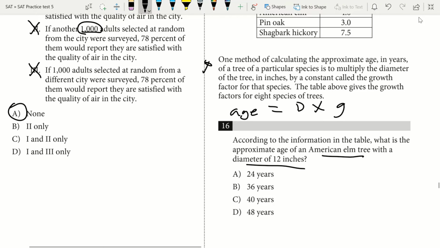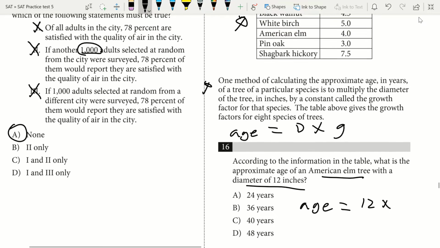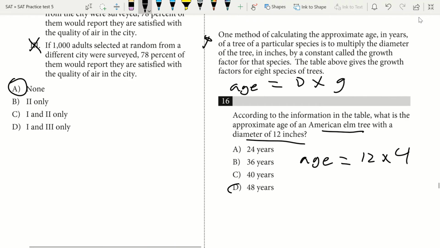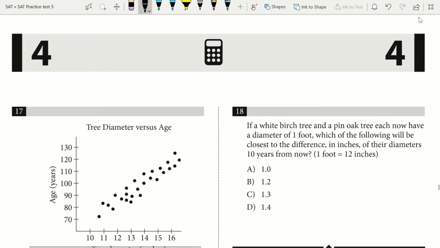All right, so I'm asked about an American elm. I'm asked to solve for the age when the diameter is 12 inches. So I'm going to do 12 inches times my growth factor for American elm, which is 4, and that will give me 48 years. So my answer there is D.